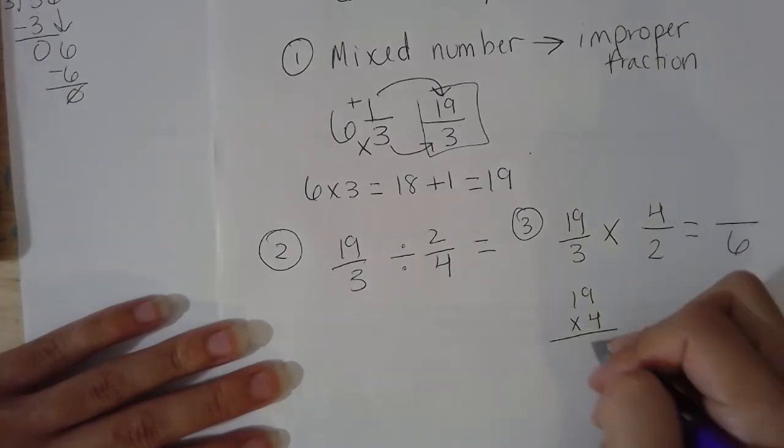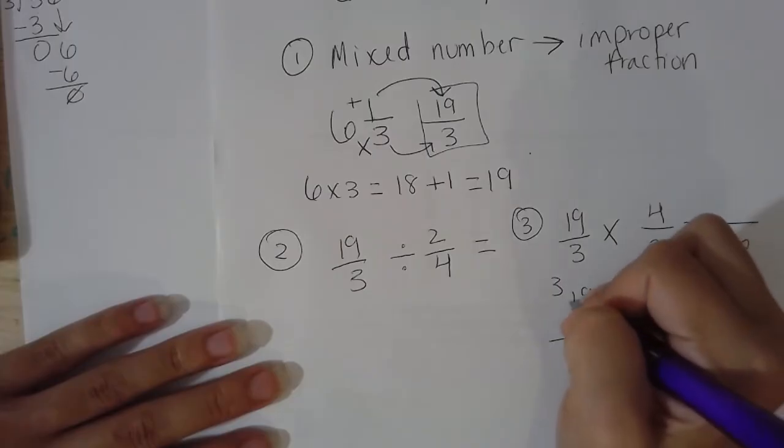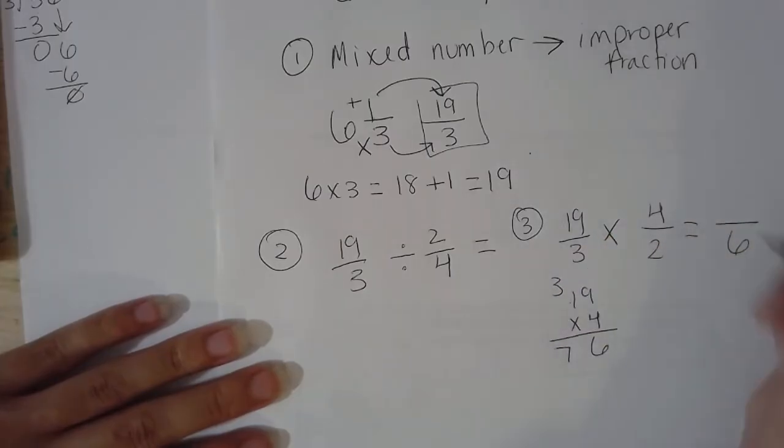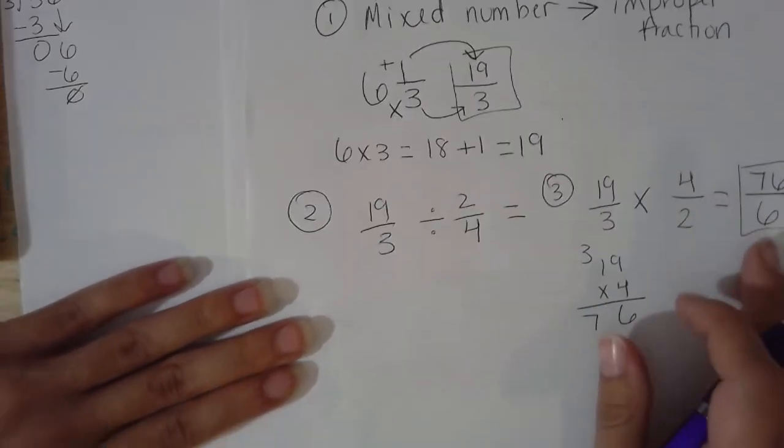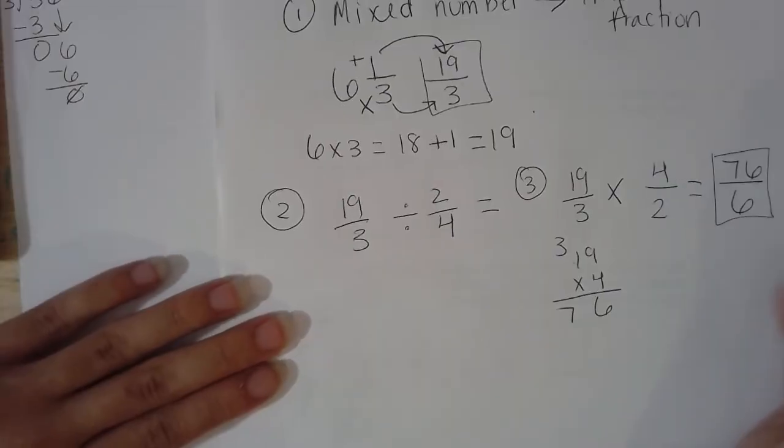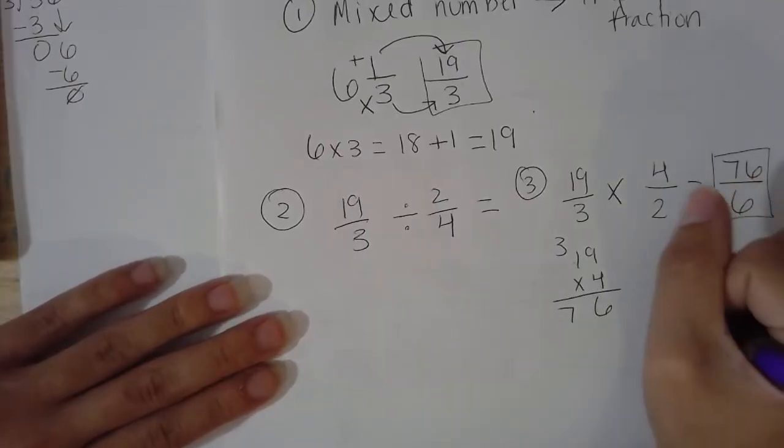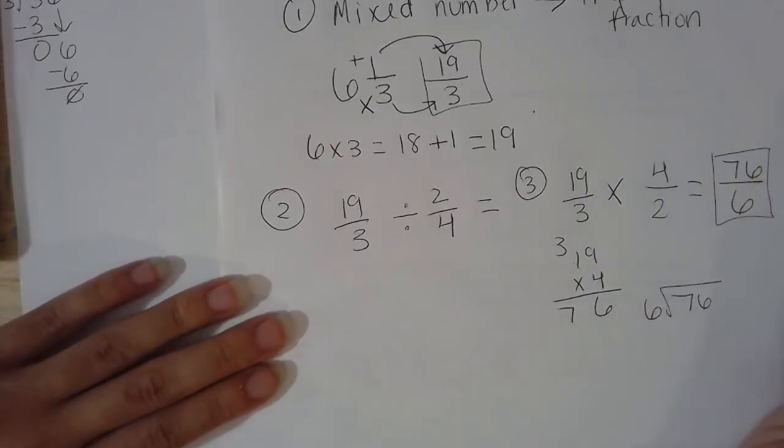So 4 times 9 is 36. 4 times 1 is 4, plus 3 is 7. 76 goes on the top. Again, this is improper. So what do I have to do? Long division. We don't like improper. We have to fix it. It's not wrong, but we just don't prefer it.